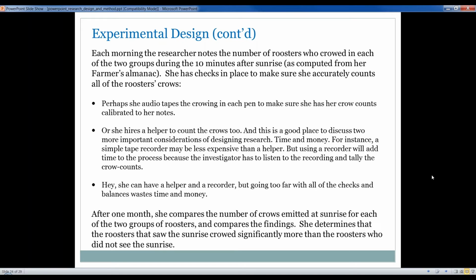So after 1 month, oh boy, she did it for a month, she compares the number of crows that were emitted at sunrise for each of the 2 groups of roosters. And she determines that the roosters that saw the sunrise crowed significantly more than the roosters who did not see the sunrise. And now she has an experimental study with good conclusions, and it's generalizable.